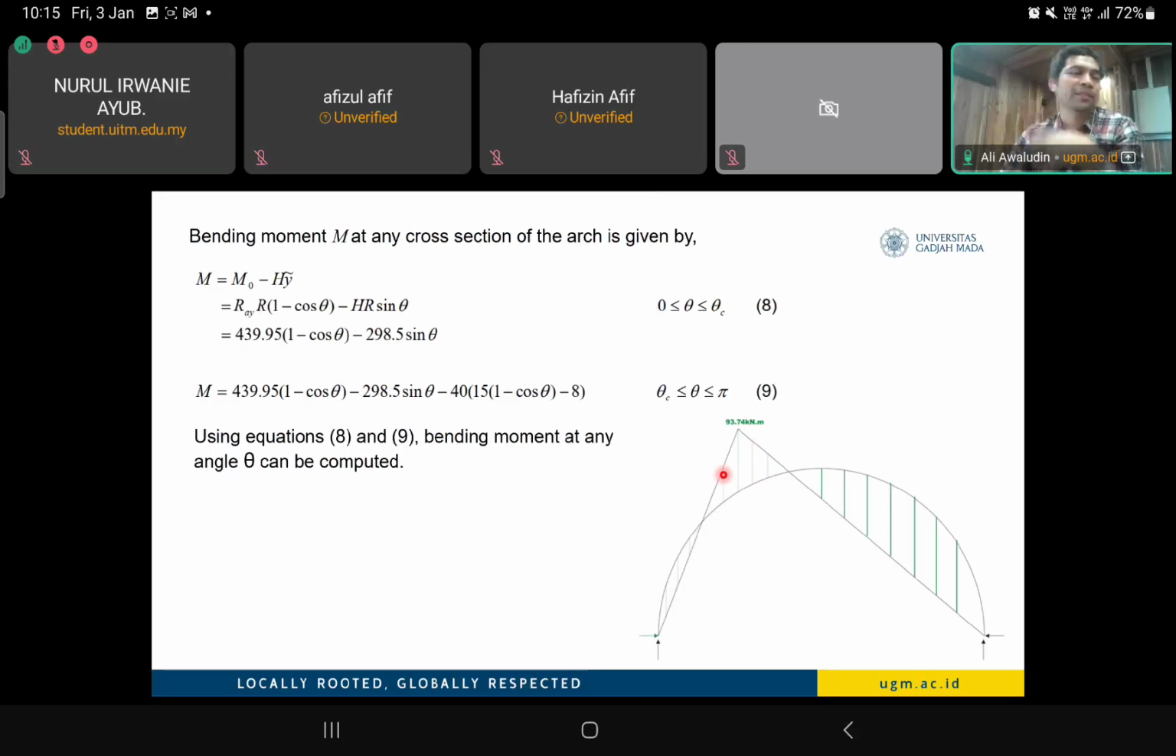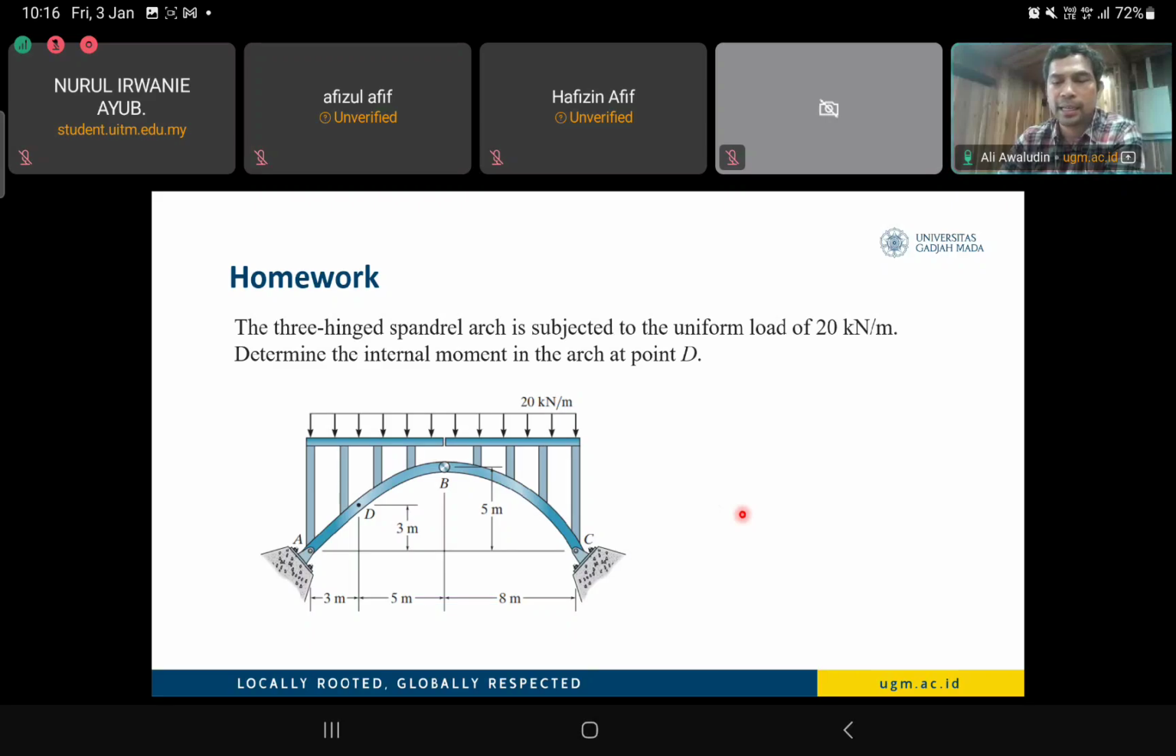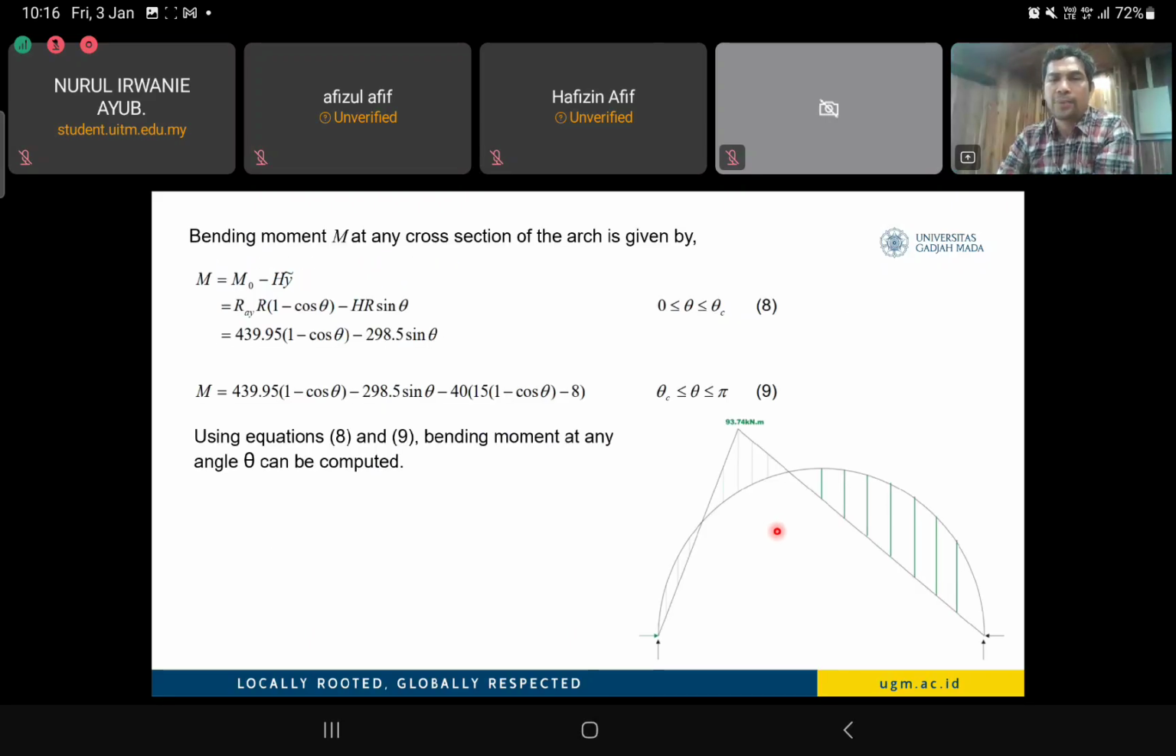Then we can draw any reaction at the point, any bending moment, any compression member at any point using the similar or maybe the normal equation just before. Okay, so let's see the drawings like this one.